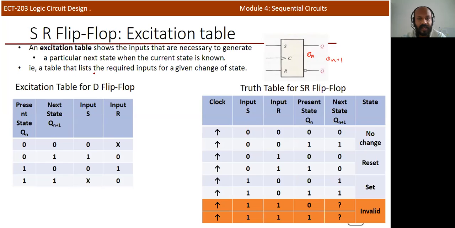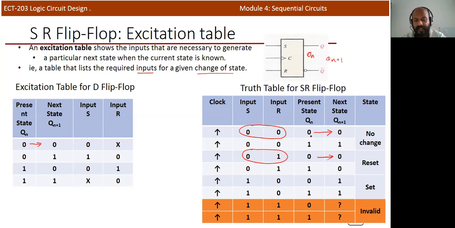Okay. So this table lists the required inputs for a given change of state. In this particular table, first you can see the Qn and next Qn plus 1. And in order for this particular state change to occur, what should be the input? So first we need to fill 0, 0. Qn is 0 and Qn plus 1 is 0. If you look at this particular truth table, you can see that there is a change from 0 to 0 for this condition, and another change occurs here. So in these two conditions, the SR inputs are 0, 0 and 0, 1. So two possibilities are there.